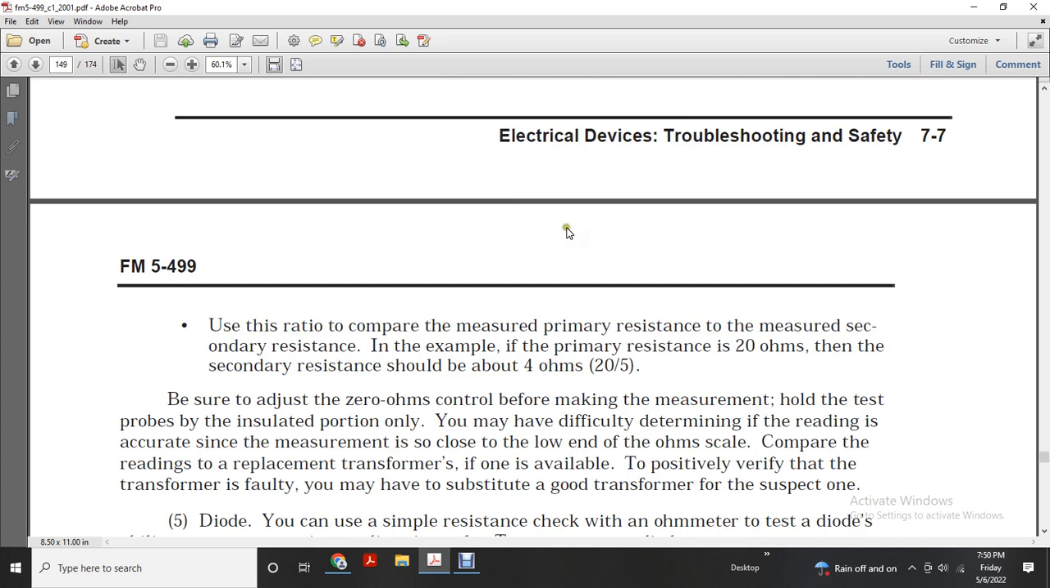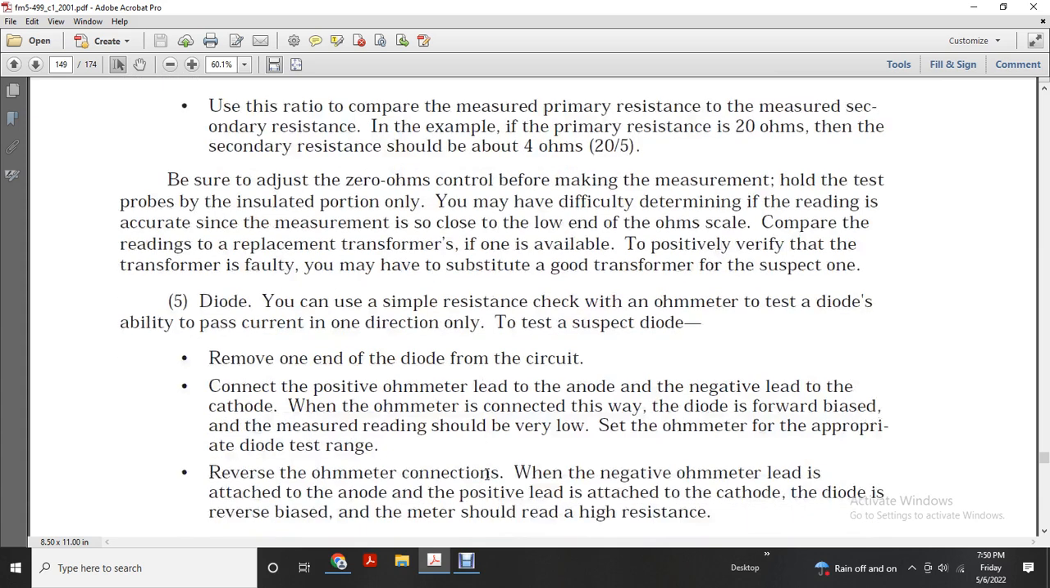Be sure that the test leads are at 0 ohms when you make the measurement. Hold the test leads by the insulated portion. This may make it difficult to determine the reading, since the measurement is close to the low end of the ohm scale. Compare the reading with a replacement transformer, if one is available, to positively verify that the transformer is faulty. You may have to substitute a good transformer for a suspected one.